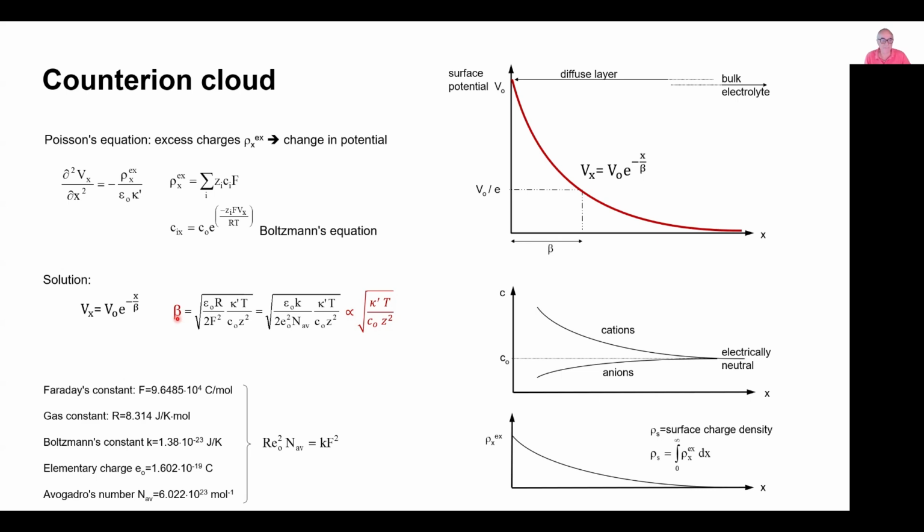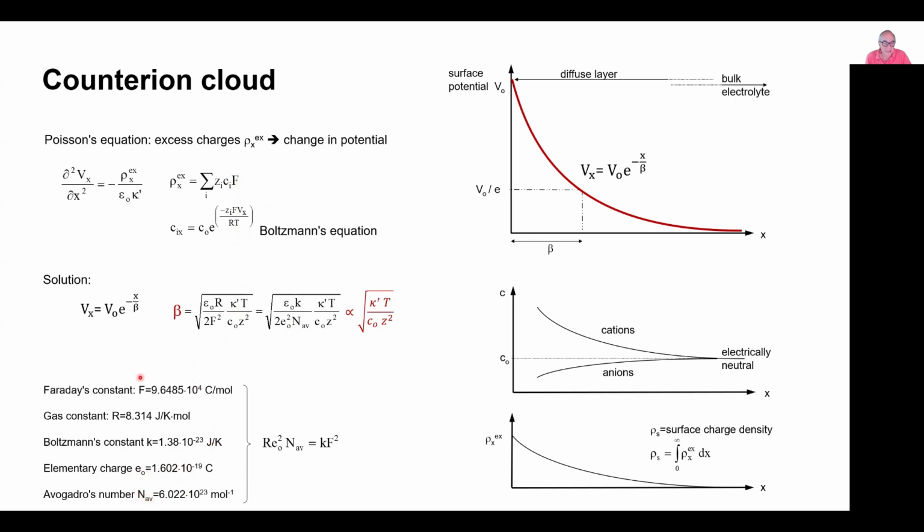Now, there were several constants here: the permittivity constants, the gas constant R, and this k, which is Boltzmann constant, and then the other one is the charge of an electron and Avogadro's number.